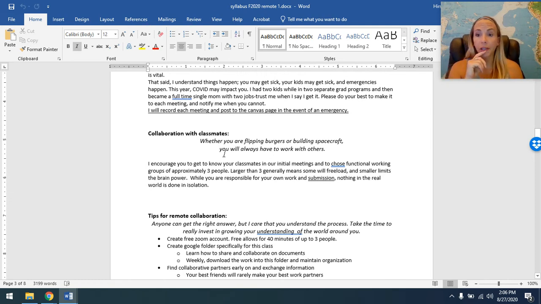Collaboration. Collaboration is really important. Whether you are flipping burgers or building spacecraft, you're always going to have to work with other people. Science does not happen in a vacuum. You have to learn to work with others. If we were in the lab, you would be doing all of your labs with partners. We're not in the lab, so you're going to be doing this remotely. And there's a lot of stuff we're going to do where you're going to really need to have additional brain power. So learning your classmates, learning their strengths, weaknesses, learning the people you have stuff in common with can be really fortuitous for you. Choose some functional working groups which may not consist of your best friends.